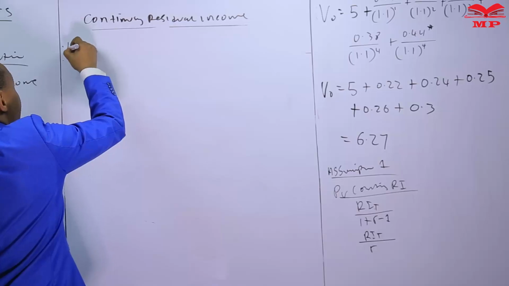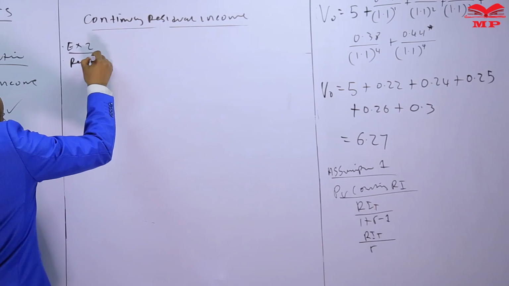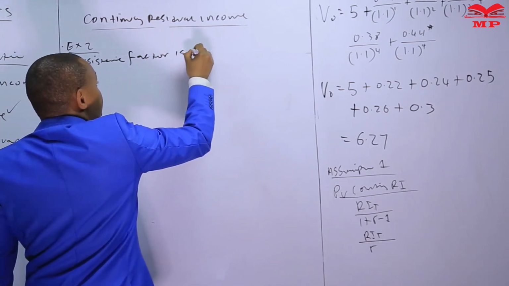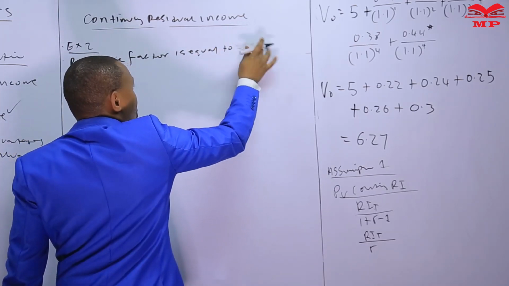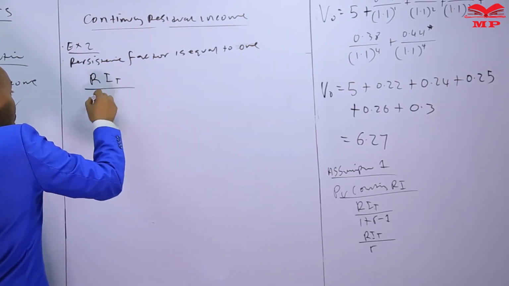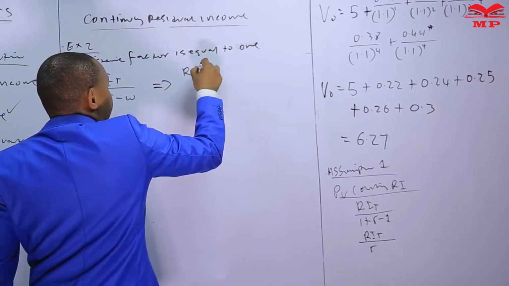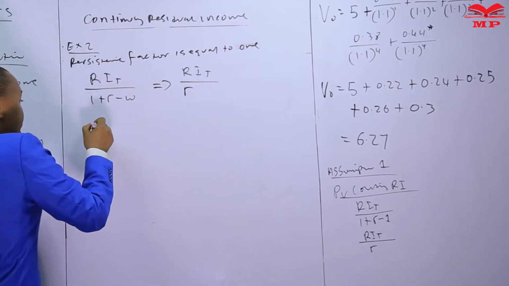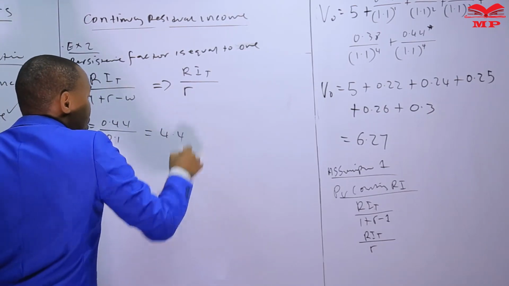So we say example 2, what happens is that the persistence factor is equal to 1, pardon me. So it's RIT over 1 plus R minus W, which condenses to RIT over R. So we are saying it is 0.44 divided by 0.1, which is 4.4.